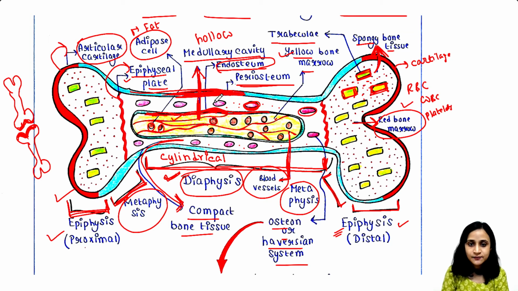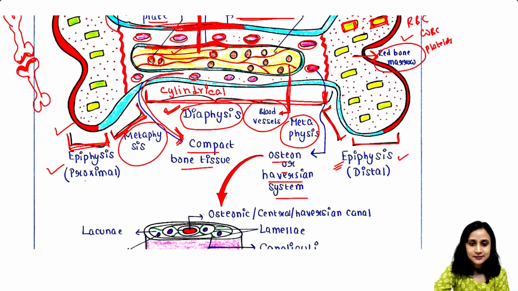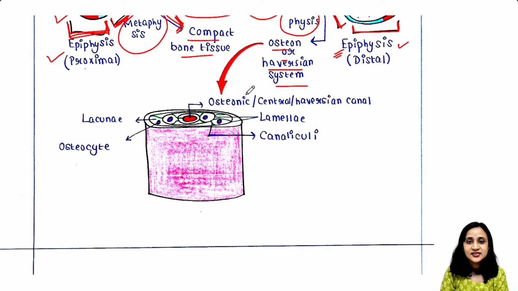Here you can see small red dot-like structures. Those are called osteon or Haversian system. These are repeating units, because you can see 1, 2, 3, 4 such repeating units present. Now I will zoom in on these repeating units, and we will see what this osteon or Haversian system is. So I am zooming this part and we can see this is the osteon.